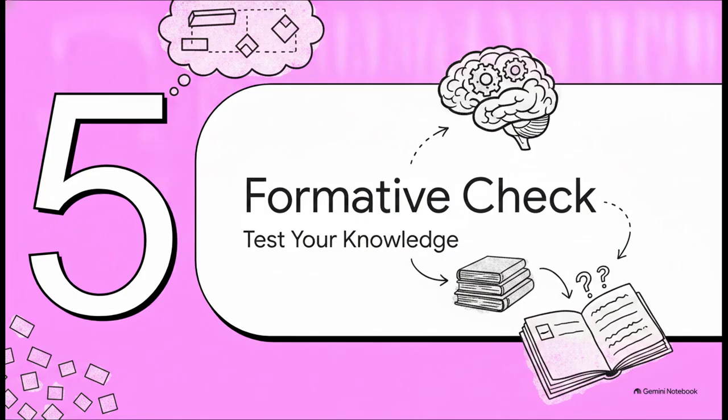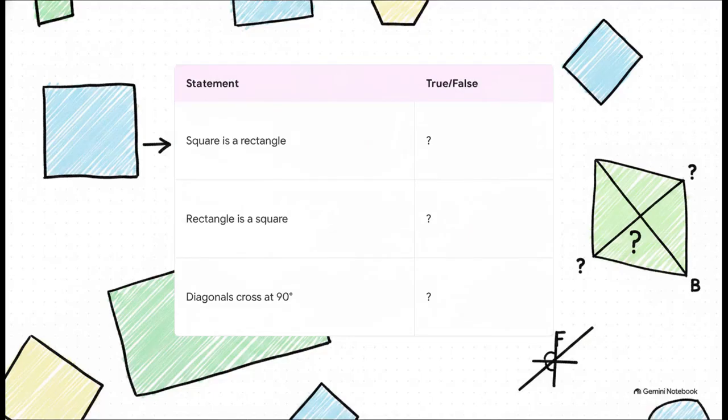Section 5, quick formative check. All right, let's jump into a super quick active recall exercise to solidify this newly updated schema of yours. I want you to evaluate these three statements mentally. Number 1, true or false, every square is a rectangle. Number 2, true or false, every rectangle is a square. And number 3, true or false, the diagonals of a rectangle cross at right angles. Go ahead and lock in your answers.